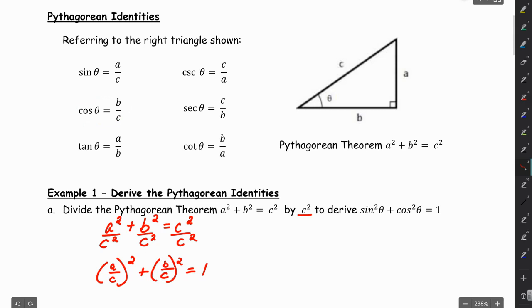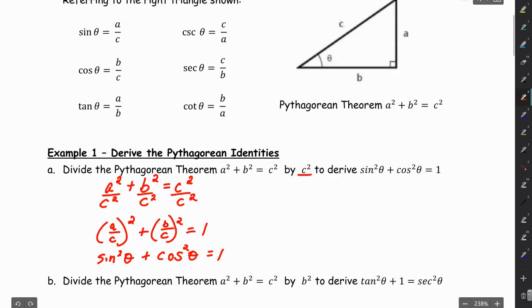So we can rewrite that now as sine squared theta plus cosine squared theta equals 1. So using our trig ratios and our Pythagorean theorem, we are able to show how to derive sine squared plus cosine squared equals 1. Now, there are two more Pythagorean identities that we can derive.